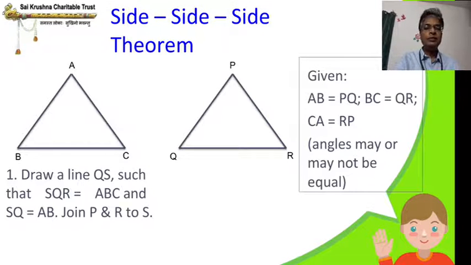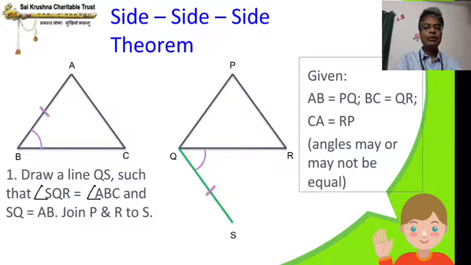Draw a line QS such that angle SQR equal to angle ABC and SQ equal to AB, join P and R to S. So let's see. Draw a line QS such that angle SQR equal to angle ABC. Now I am taking angle ABC. See the purple color arc. I am going to draw an arc at QR, draw a line and name it as S, and see the equal sign, that small line.